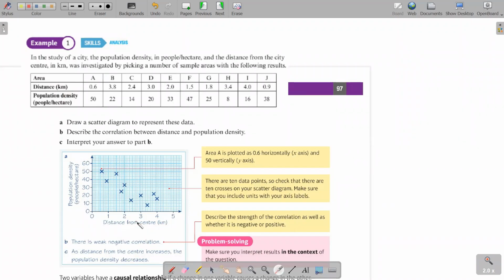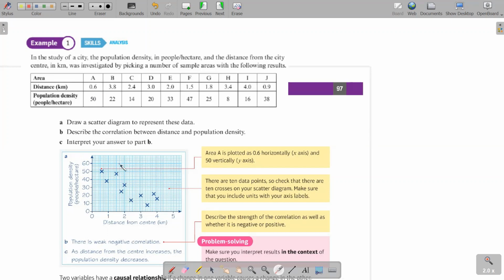So that's how it works. It's very important that you know how to identify the dependent and independent variables. Then you draw the scatter diagram. You can see that it's done here on this graph. They have named the axes, distance and so on, and every single point is marked here.